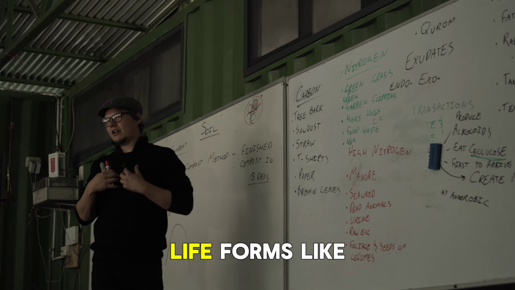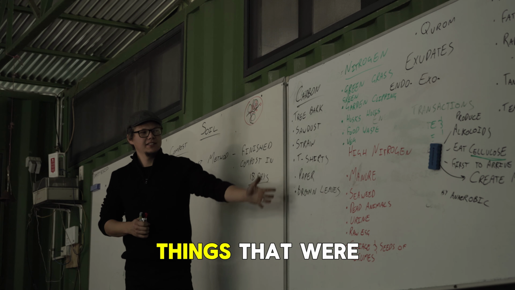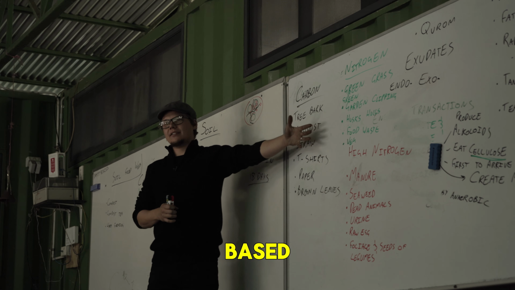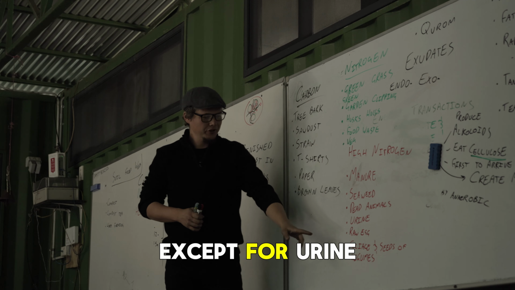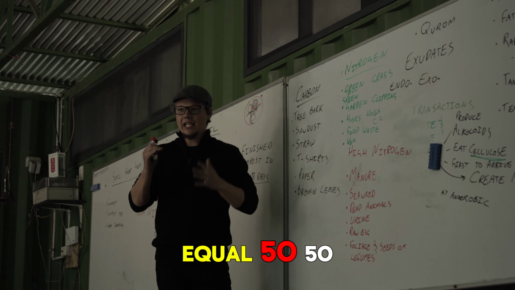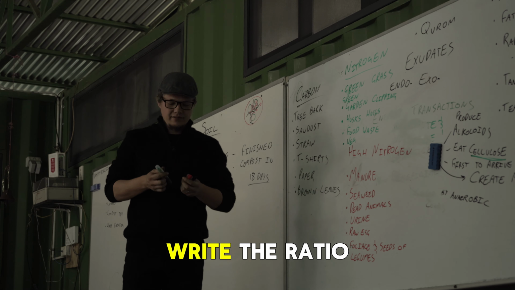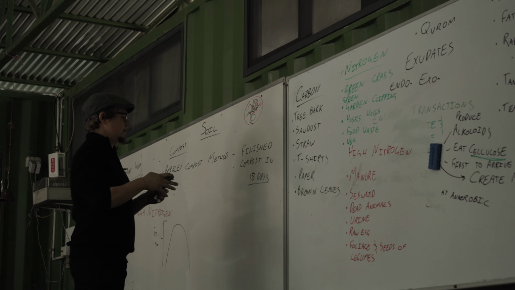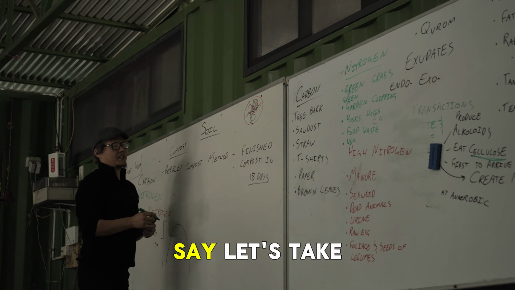We're carbon-based byproducts, like I said. And all these things that were alive are carbon-based. So all of them have more carbon in them than nitrogen, except for urine. The only thing that doesn't have more carbon in it than nitrogen. Equal. 50-50.